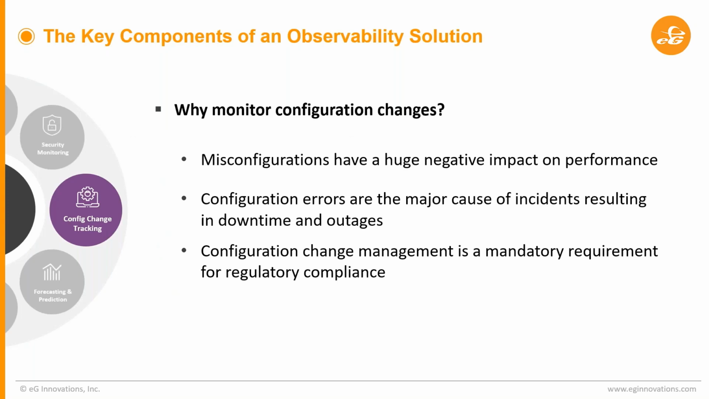Another key component to the observability strategy is monitoring configurations. Many times people focus on looking at performance. Often performance issues are caused by configuration changes, especially in new age deployments in containers, in cloud environments or virtual platforms, where it's very, very easy to make configuration changes. Misconfigurations can have a huge impact on performance, and configuration errors are a major cause of problems. So within the EG Enterprise Suite, the same agent that we use for monitoring performance can also be used for configuration changes.